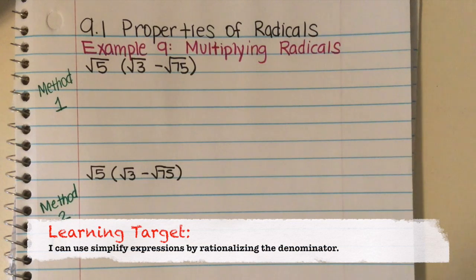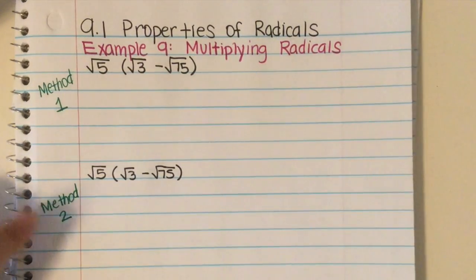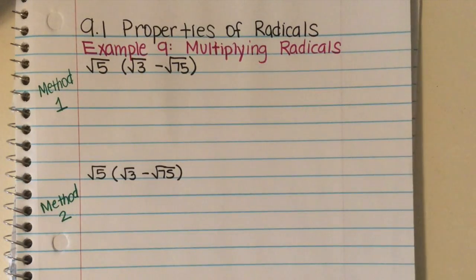Okay, continuing on with operations with radicals, example 9 is going to cover multiplying radicals. Now there are two different methods that I'm going to go through, and you can choose which one you like the best. The way that I prefer is method 1. So in method 1, I'm going to start by just simplifying what I can before I do any multiplication.